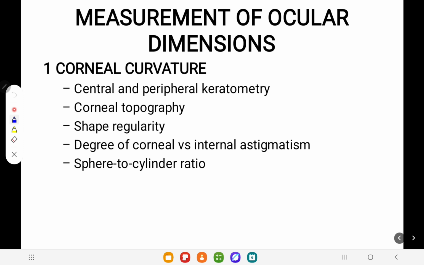So, what about the corneal curvature? Basically, corneal curvature, central and peripheral keratometry is very important. But yes, keratometry isn't limited to the center. With the help of topography, we can simultaneously view the center and periphery. Corneal topography is a very, very good instrument, and because of corneal topography, our life becomes very easy. Our life as optometrists, yes.